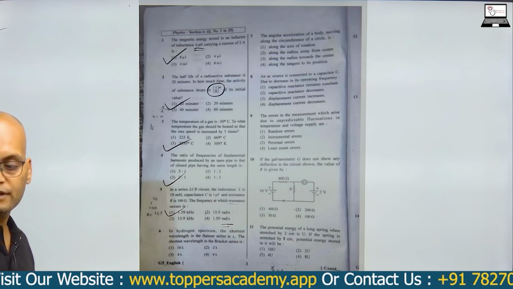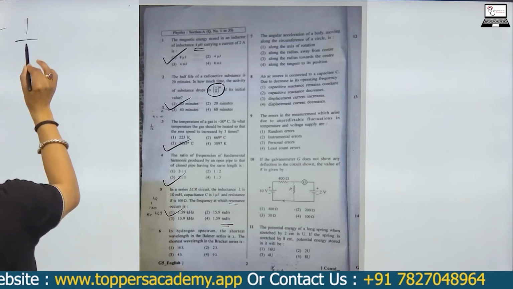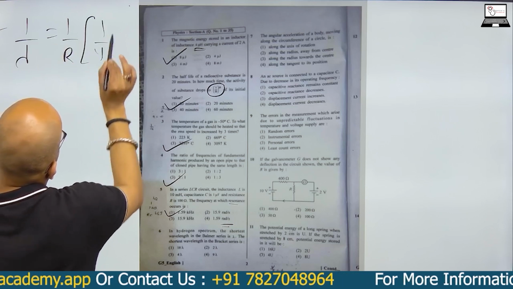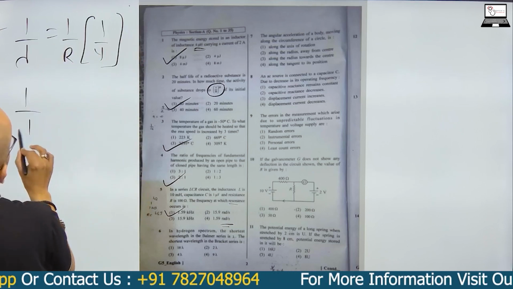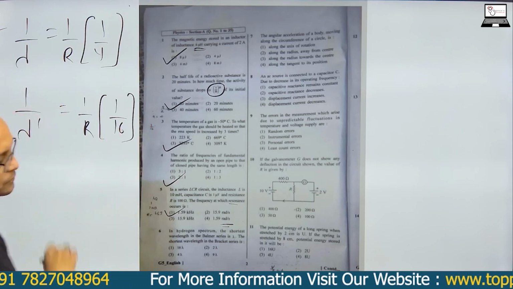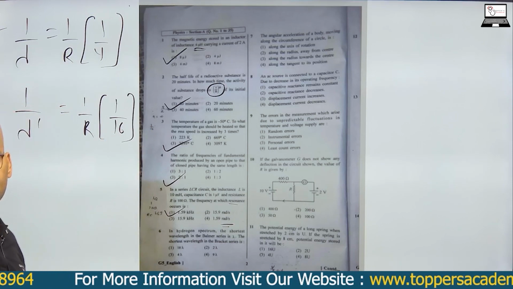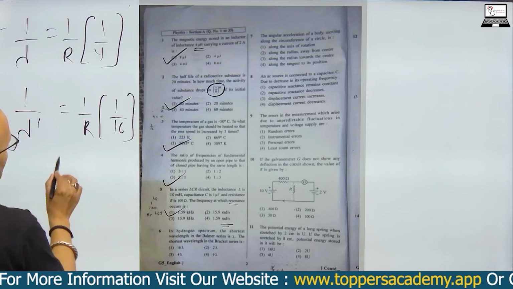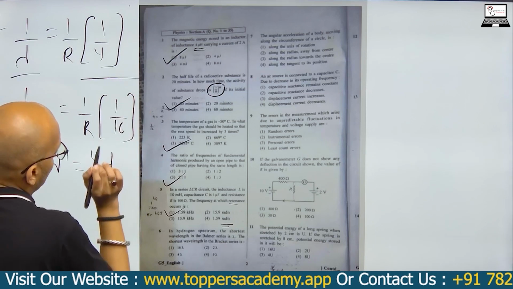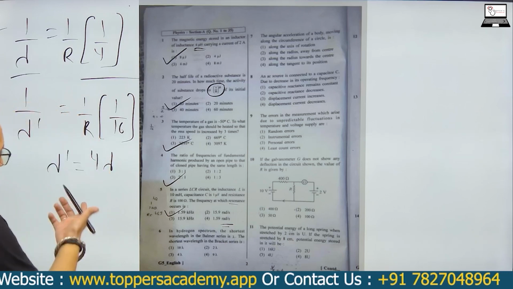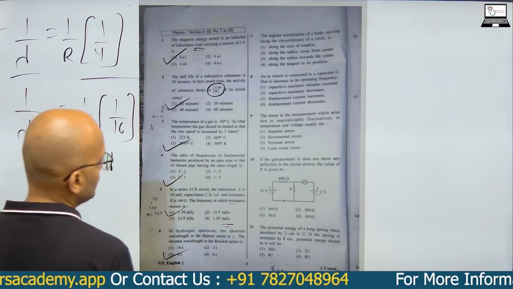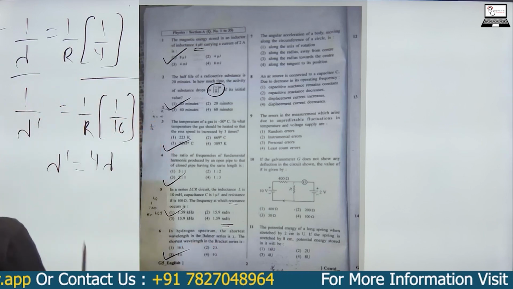Yes or no? So I can directly apply the formula 1 upon lambda is equal to 1 upon R for Balmer into 1 upon 4, and 1 upon lambda dash is equal to 1 upon R into 1 upon 16, right? So this lambda dash will come out as, if you divide them, 4 lambda. Direct calculation. So option 3 is correct.